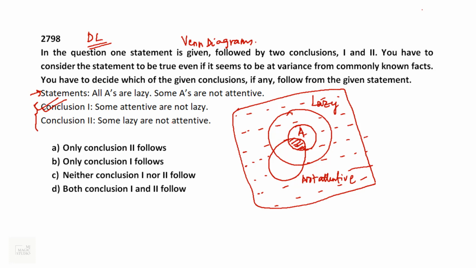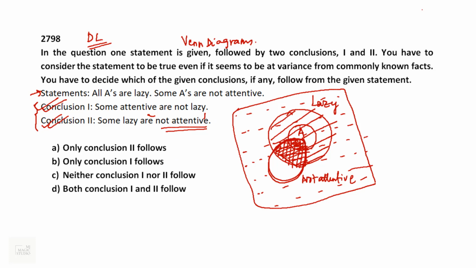Conclusion 2: some lazy are not attentive. Here we can see this is the set of non-attentive people. And still we have some lazy people who are not attentive. If not attentive is a set, then we have got some lazy people who are not attentive. Conclusion 2 follows.